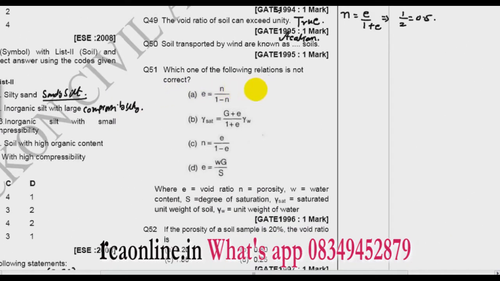Which one of the following relations is not correct? Now let us see. This is correct because e is, what is n equal to? So e is equal to n over 1 minus n. Yes, this is correct. How? I tell you. n is equal to e over 1 plus e. So e is equal to n over 1 minus n. So this is a correct statement. Now if you see very quickly on the option, you will find that there is another relation given for n. And we know that n is equal to e over 1 plus e. So this is wrong. So this is right. Okay. The statement is wrong, but the option is right.